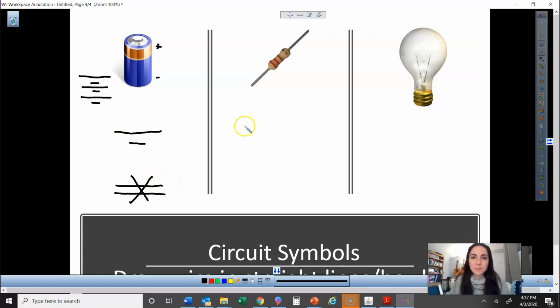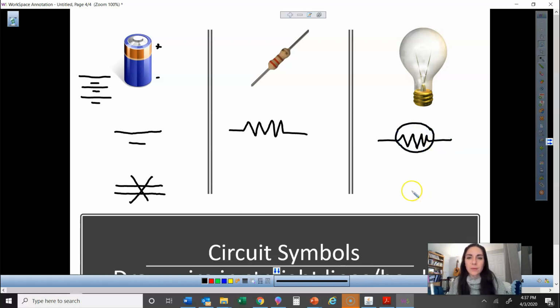That's what it looks like. The resistor is very simple. It's just a squiggle. And the light bulb is like a resistor, but we put the bulb around it.